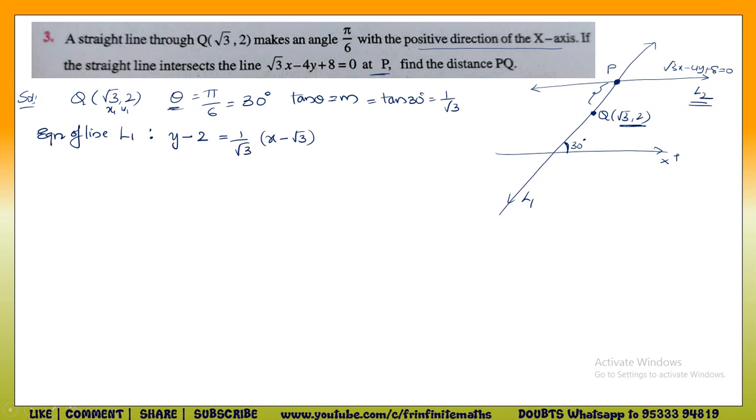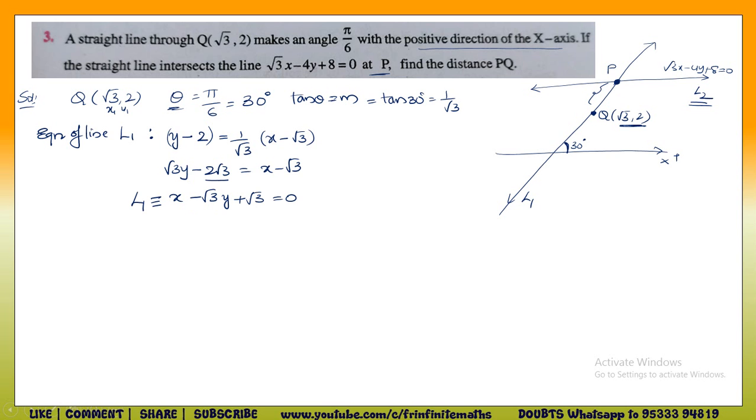When I cross multiply, what am I going to get? This gives me root 3 y minus 2 root 3 is equal to x minus root 3. When I transpose everything, I am going to get x minus root 3 y plus 2 root 3 minus root 3, which is plus root 3, equal to 0. So this is nothing but my line equation L1.